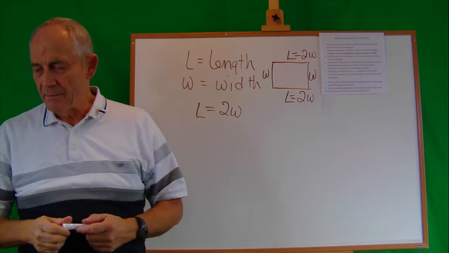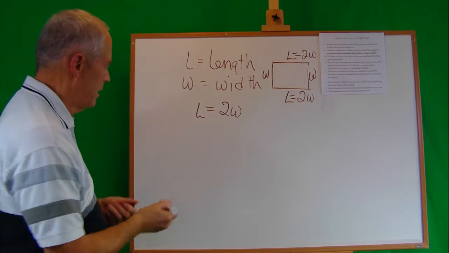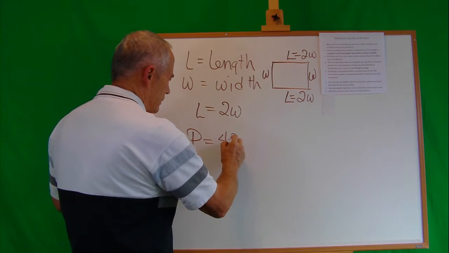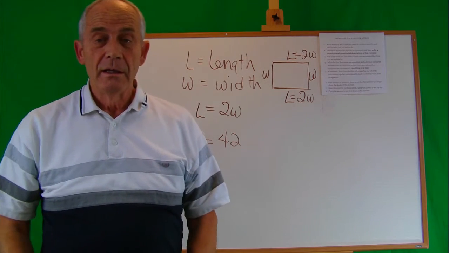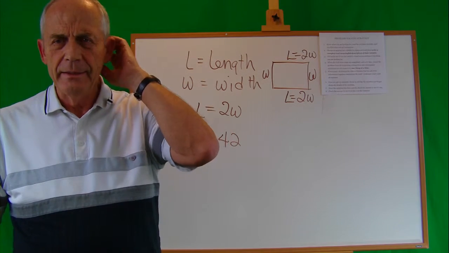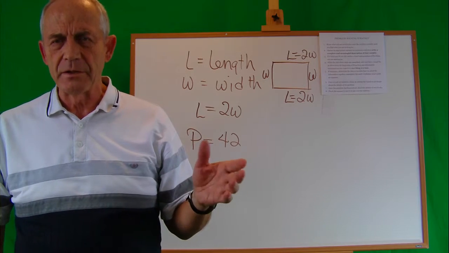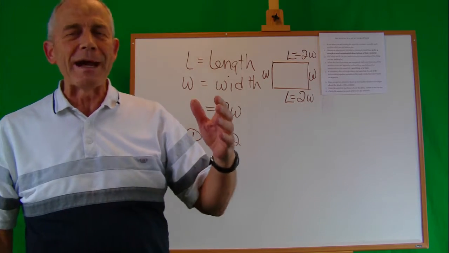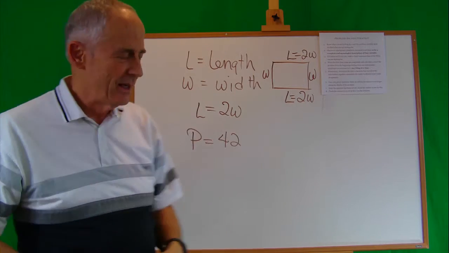The next thing I come to in the problem, it says the perimeter is 42. Use P for perimeter is 42. And that's all the information they gave me. So I look at that and say, okay, there must be something here that I need to know so that I can finish this out. So I think about it and I say, oh, perimeter. Oh, yeah, right. That's the distance around the outside edge.